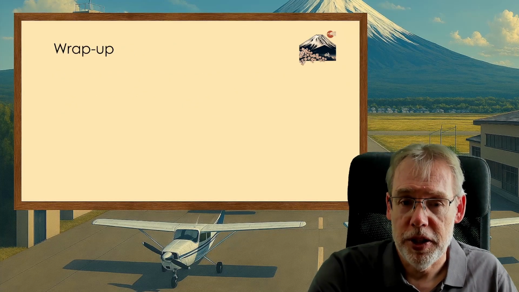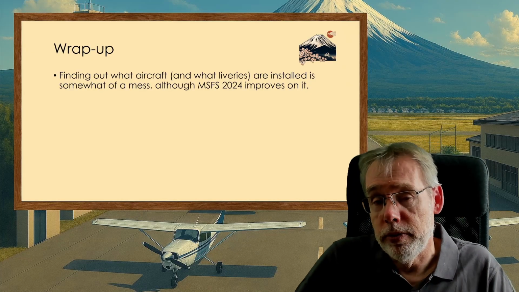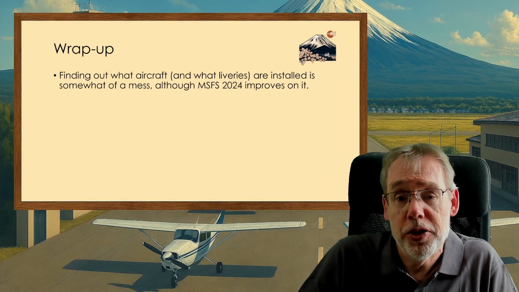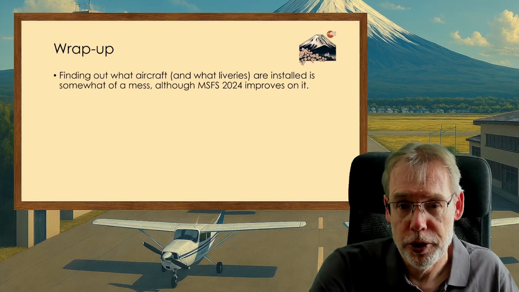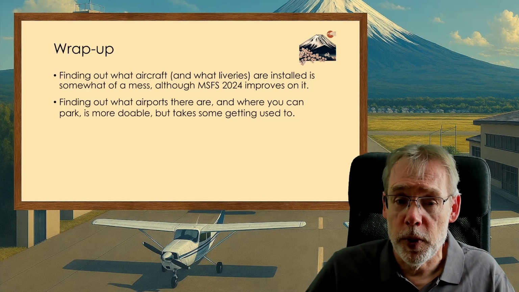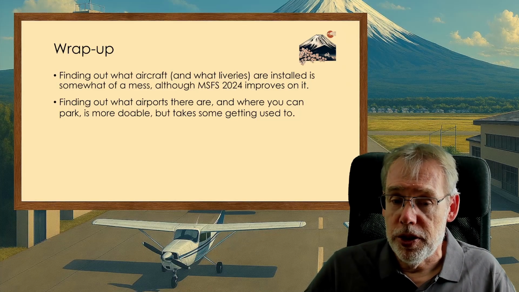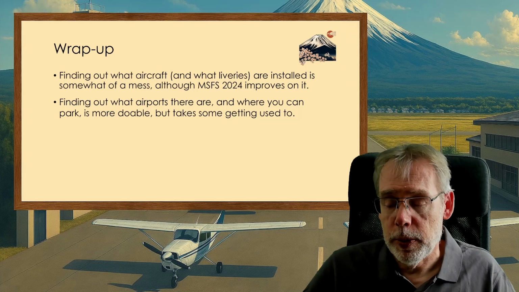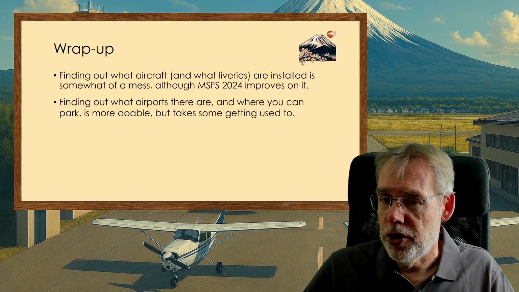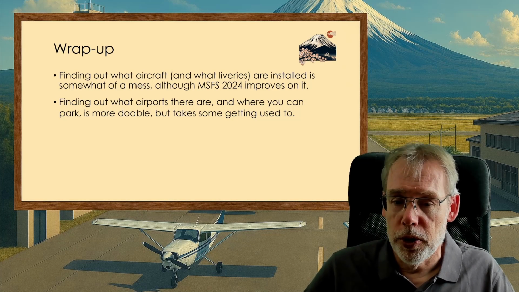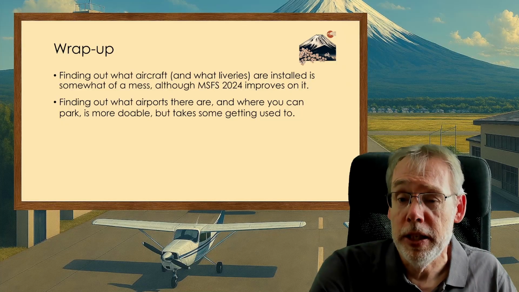Okay, wrap up for this lesson. Finding out what aircraft and liveries are installed is, well, let's just say it's somewhat of a mess, although Microsoft Flight Simulator 2024 has some improvements. Finding out what airports are there and where you can park is more doable, because the request data on facilities, or request facilities data, has been around for a bit longer, but it's a lot different from the normal request data on SimObjects, so it takes getting used to.